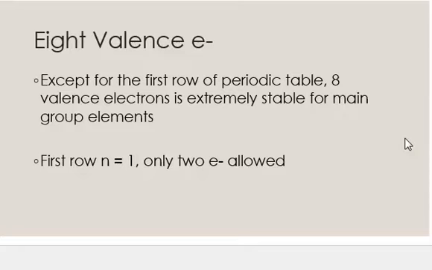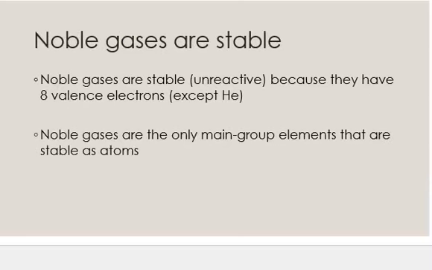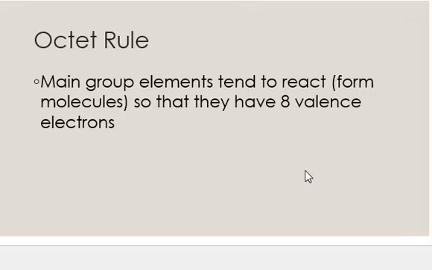Except for the two elements in the first row or period of the periodic table, main group elements want to have as many valence electrons as the noble gases, which is 8. Noble gases are chemically unreactive because they have 8 valence electrons, which is as stable as it gets for electrons. The octet rule is based on the stability that comes from having 8 valence electrons.